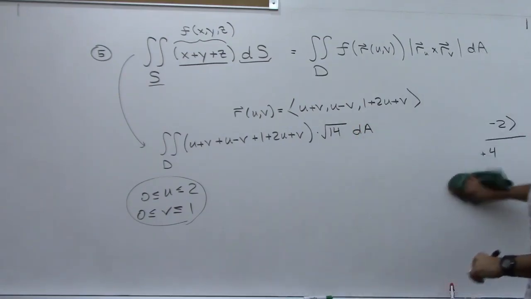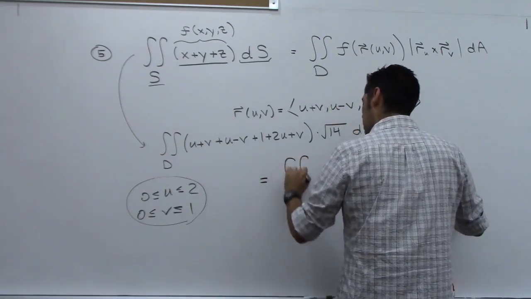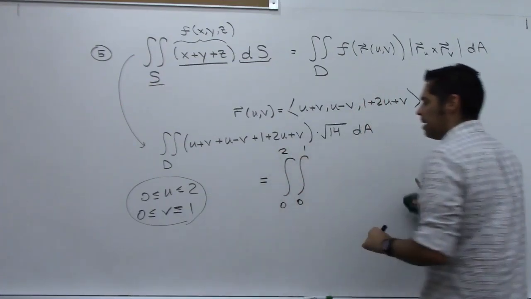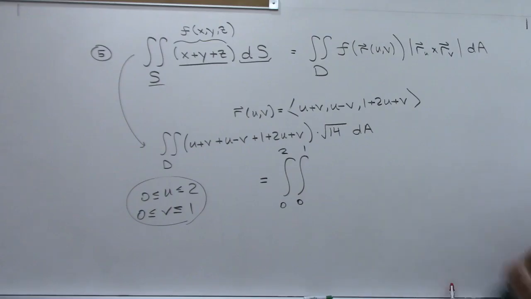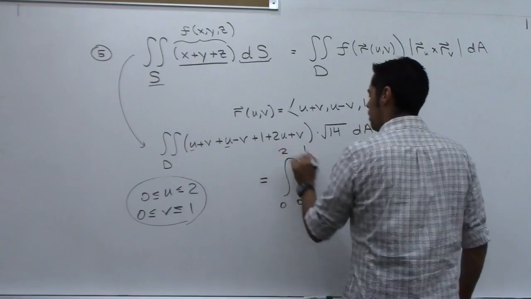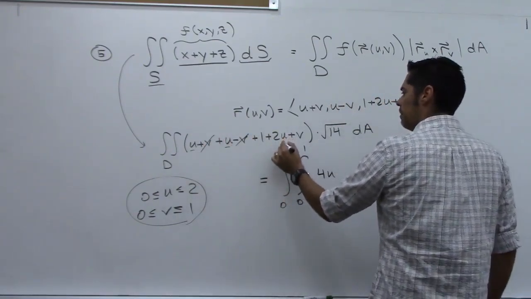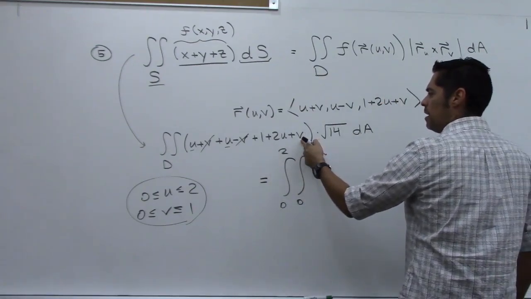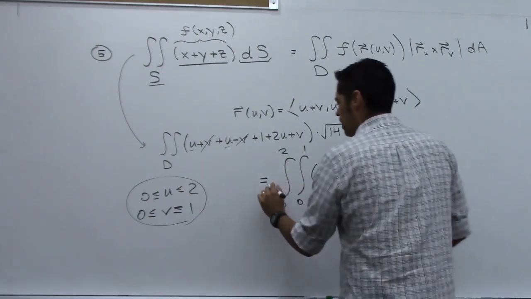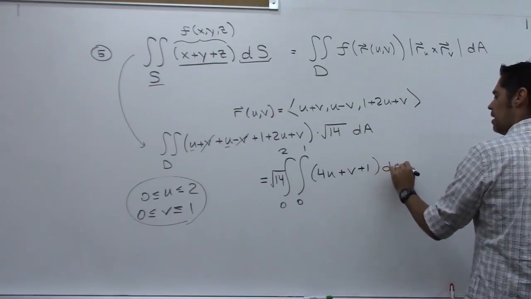Let me clean up the inside of that there. And I'm also going to put my limits of integration on here. I'm going to go 0 to 2, 0 to 1. That means I'm going to have on the outside du and then on the inside dv. Let's see, u, 2u, 4u. V minus v cancels. So I just have a v and then a plus 1. So I get plus v plus 1. Root 14, I pull that out. And then d, like I said, v du.